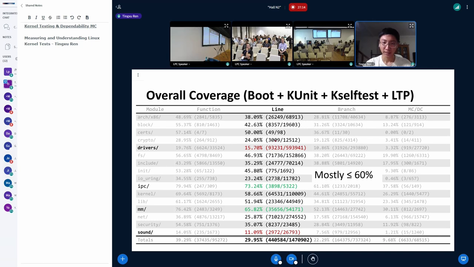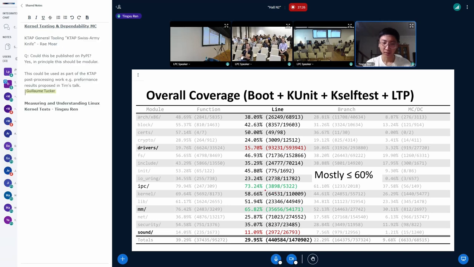To take a deeper look, let's take the line coverage as an example. In this column, most of the subfolders are less than 60%, except for IPC and memory management. And the drivers and sound folders are extremely low, with only about 15% and 11% coverage.